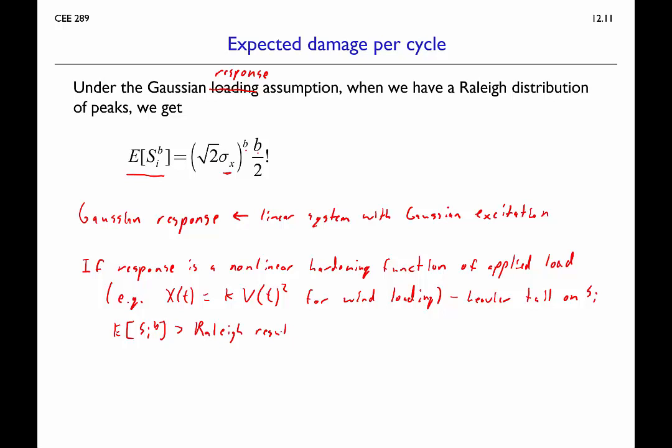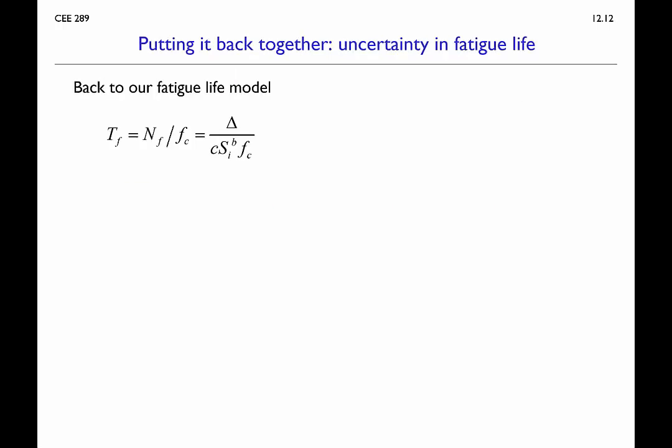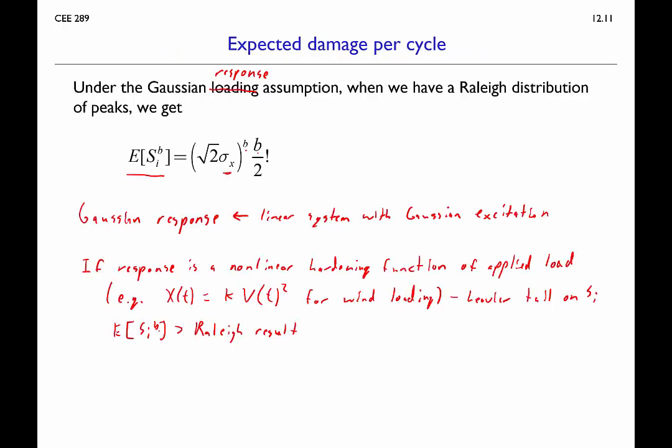Because those occasional large SI values, when multiplied by a B, or when raised to a B exponent that's greater than 1, we're going to get a very large accumulation of damage on some of those heavy tail cycles. So we've at least got a bounding result here. And we would say, okay, well, we know that the expected accumulation per cycle is going to be larger than this for those nonlinear cases.